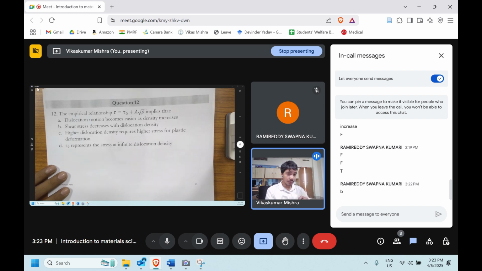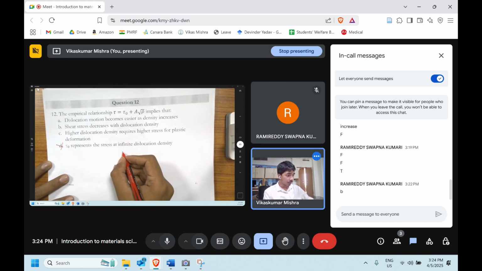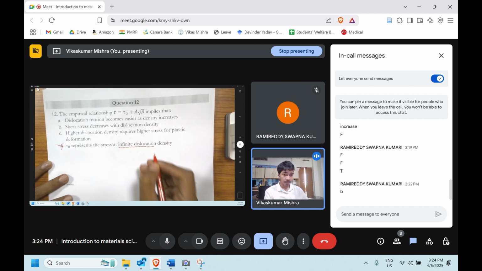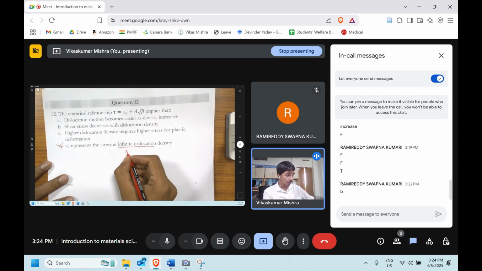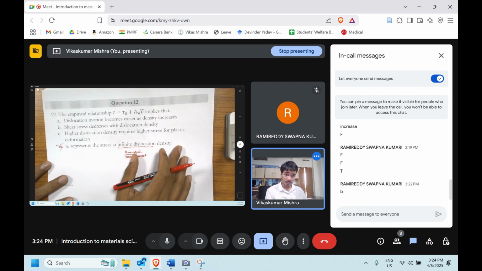Let's do it one by one. Tau naught represents the stress at infinite dislocation density. It's incorrect. It should be the opposite one. There shouldn't be any dislocation density, like there shouldn't be any presence of dislocations, or you can say that the material should be well annealed. Well annealed is the perfect word. Then we can say that tau naught will be that particular value for that particular material.